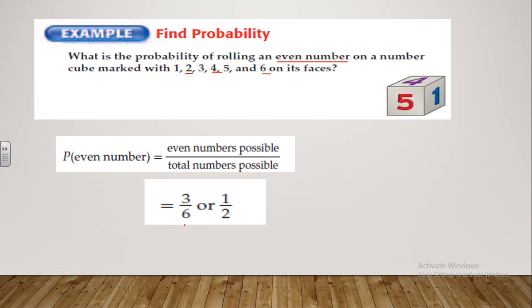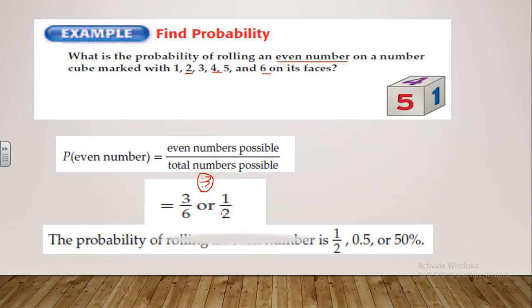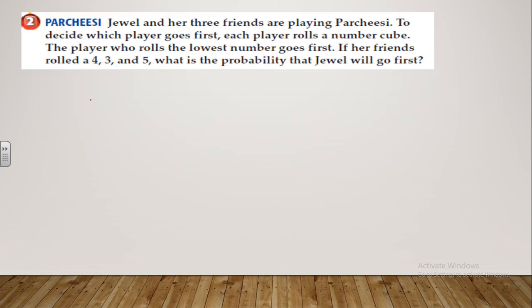We can make it simpler. How? By dividing 3 up and down. So 3 divided by 3 equals 1 and 6 divided by 3 equals 2. So the probability of getting an even number is 1 over 2, half, or 0.5, or we can write it as 50%. Okay? Let's see the next example.